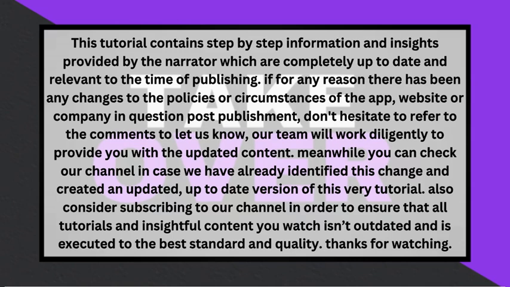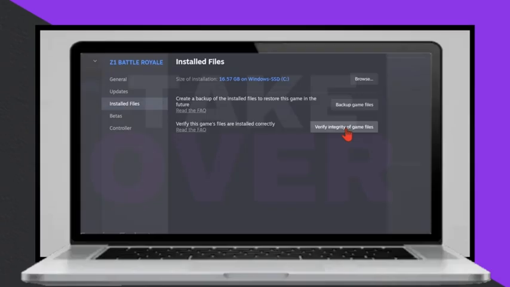select Downloads from the left menu. Try changing your download region to a nearby location, as the current region might be experiencing issues. Additionally, clear the download cache, which can help resolve download or app startup issues. Restart Steam after clearing the cache and check if Cloud Sync is working.